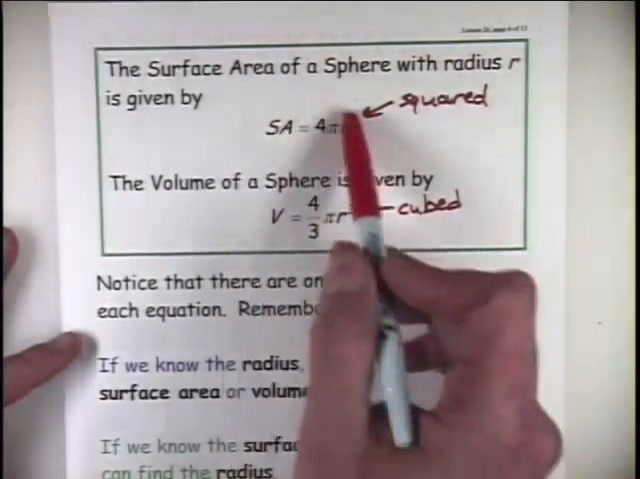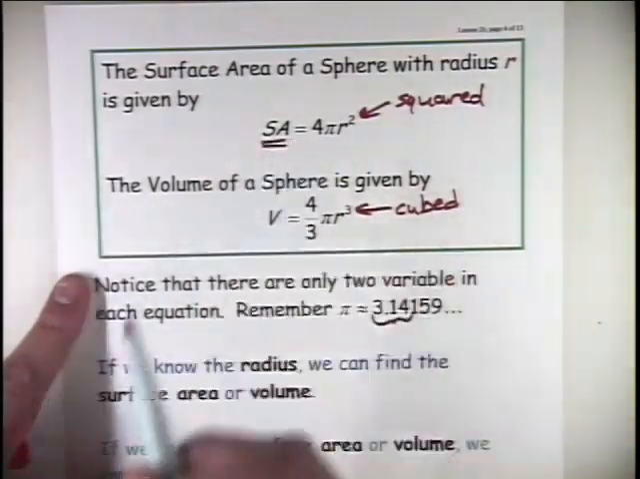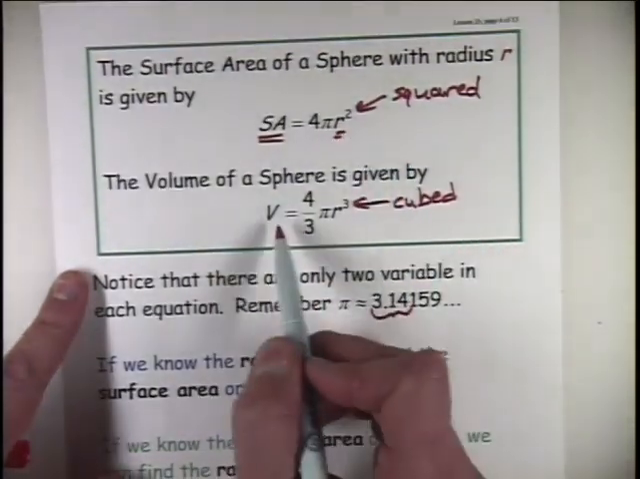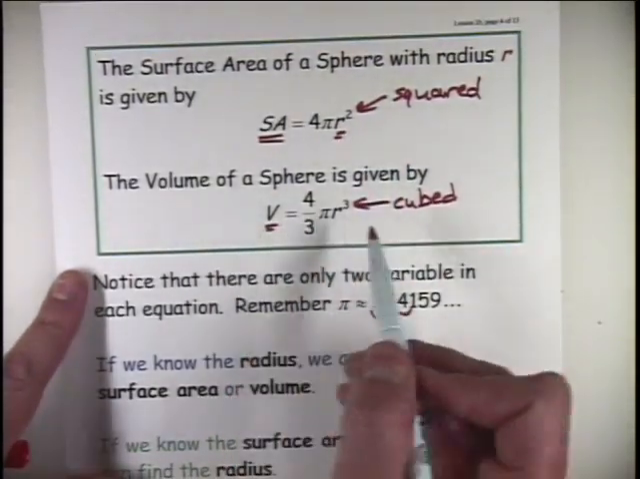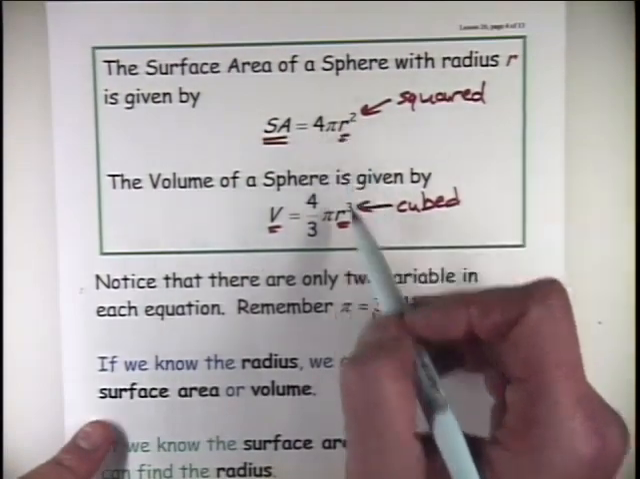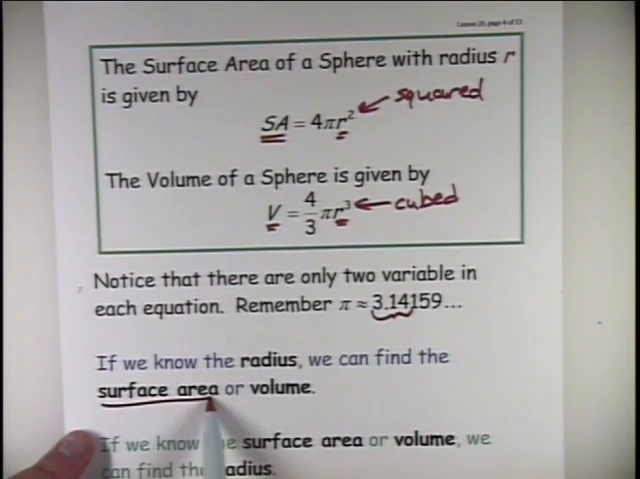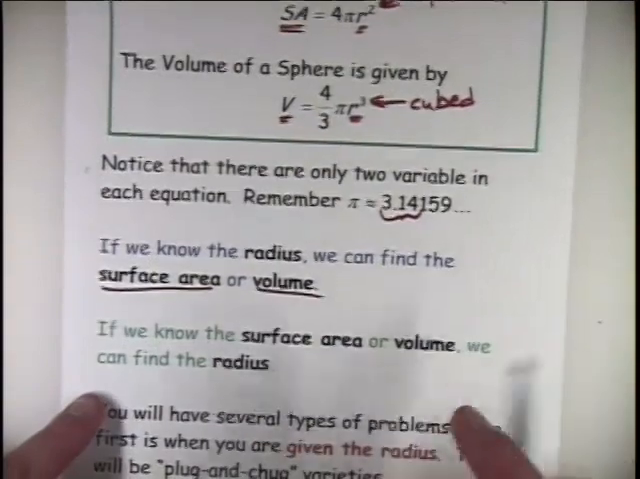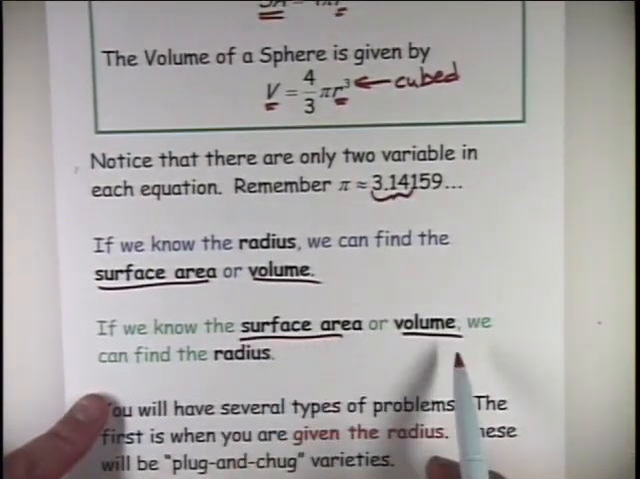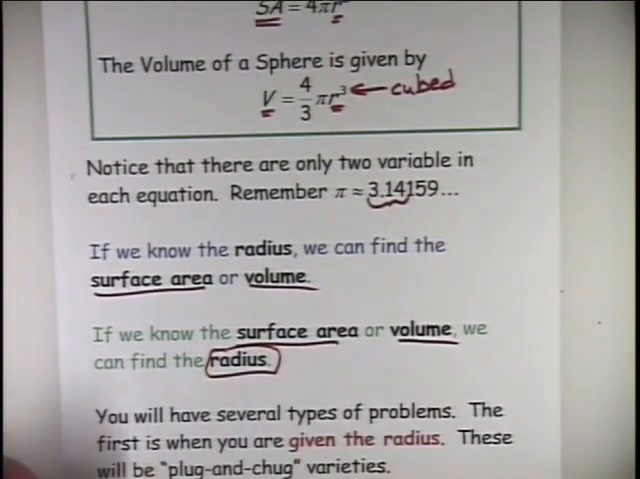Now, notice the variables in this equation. We really only have two in each. We have a surface area variable and a radius variable, or in the volume's case, we have the volume variable and the radius variable. So what does that mean? That means if we know r, strictly the radius of our sphere, we can find either the surface area or the volume. And on the other hand, if we happen to know the surface area or the volume, we can solve and find the radius. Okay? And we're going to do some of those types of examples today.